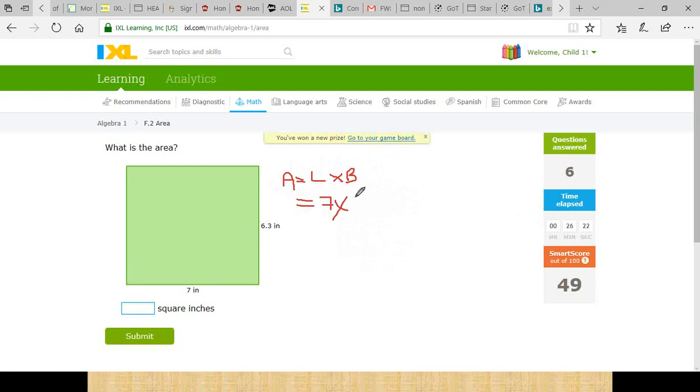What is the width or breadth? 6.3. So that is the area of a rectangle: length times the 6.3. So it is 7 times 6.3. What did you get?